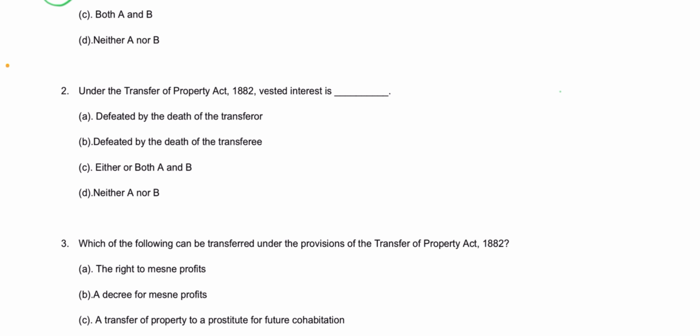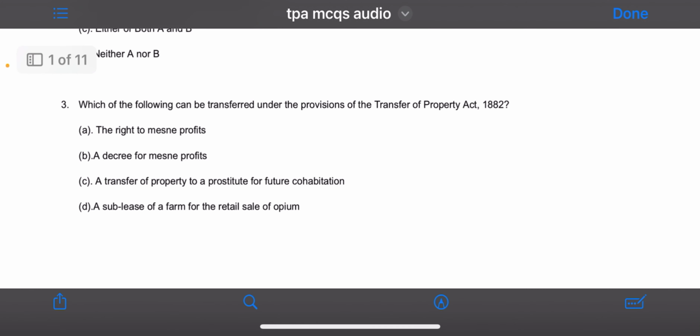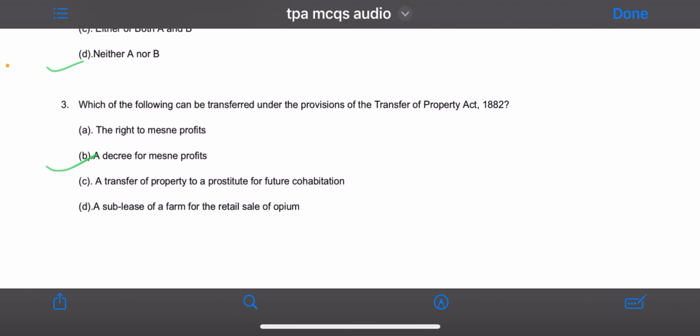Third question is, which of the following can be transferred under the provisions of the Transfer of Property Act 1882? The options are A. The right to mesne profits, B. A decree for mesne profits, C. A transfer of property to a prostitute for future cohabitation, D. A sublease of a farm for the retail sale of opium. So the correct answer is B, a decree for mesne profits.